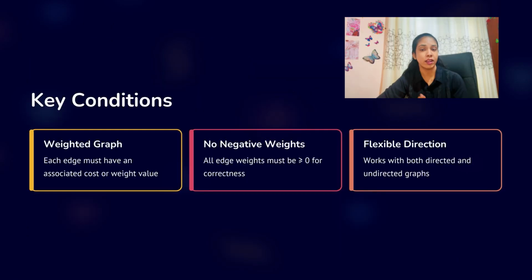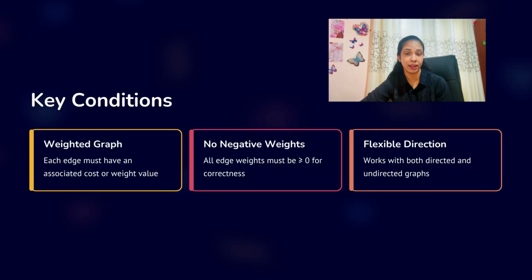Then, key conditions. There are a few important conditions for Dijkstra's algorithm. First, the graph must be weighted, meaning every edge has a cost. Second, negative weights are not allowed. Third, it works with both directed and undirected graphs. If these conditions are satisfied, Dijkstra's algorithm works perfectly.